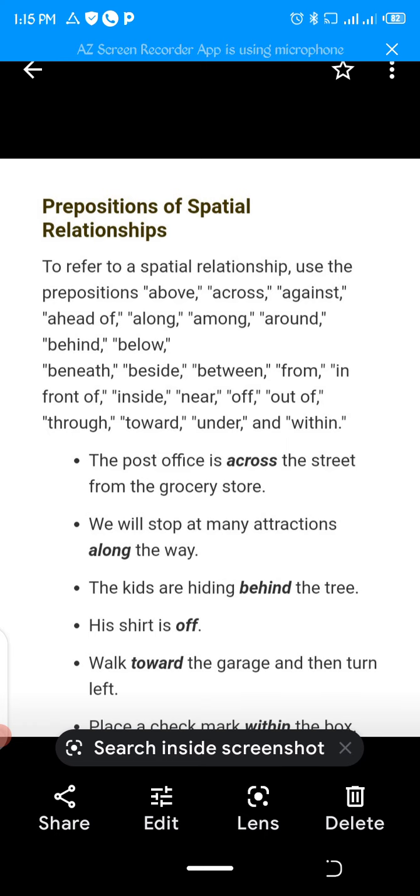Walk towards the garage and then turn left. Place a check mark within the box. So these are examples of prepositions.